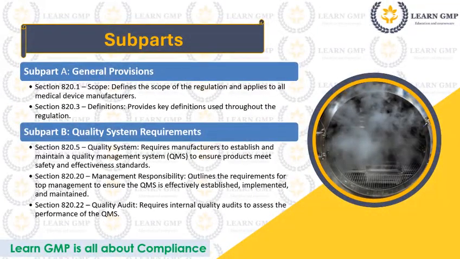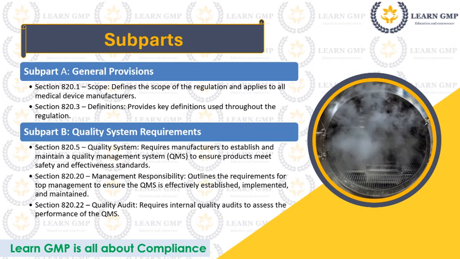Subpart A, General Provisions. Section 820.1, Scope, defines the scope of the regulation and applies to all medical device manufacturers. Section 820.3, Definitions, provides key definitions used throughout the regulation. Subpart B, Quality System Requirements.